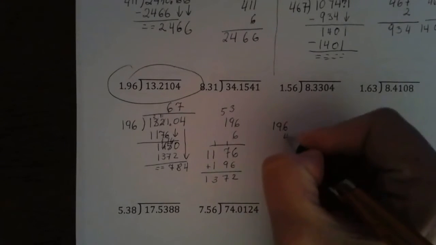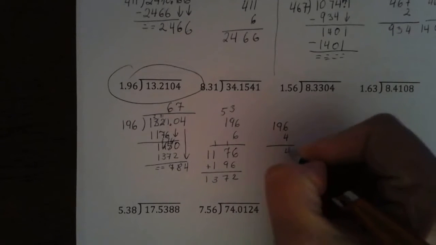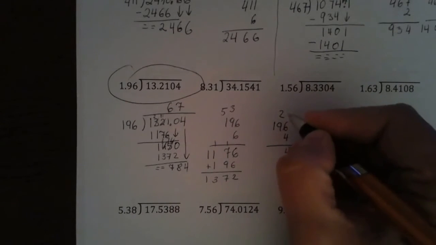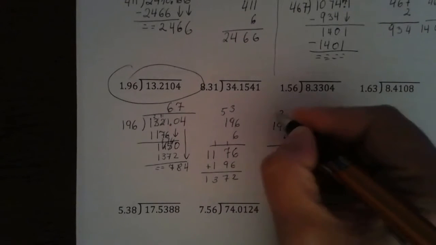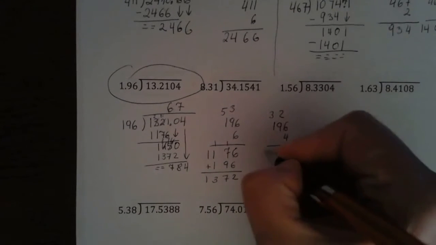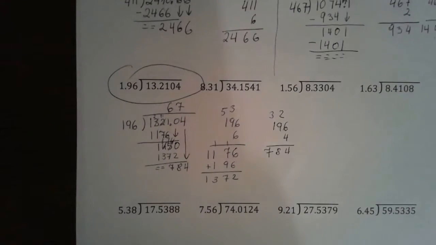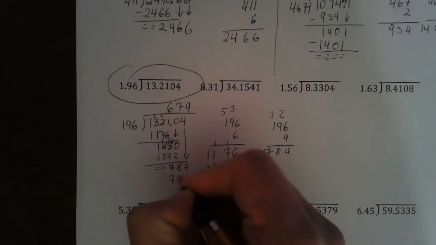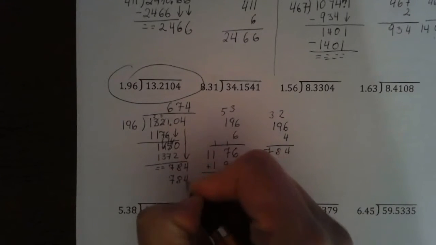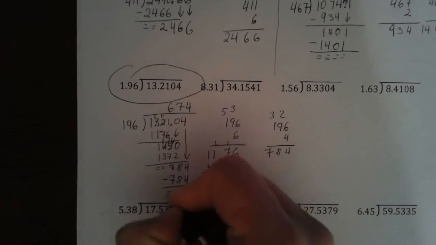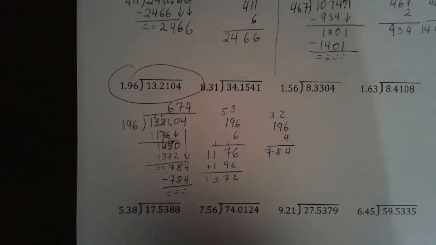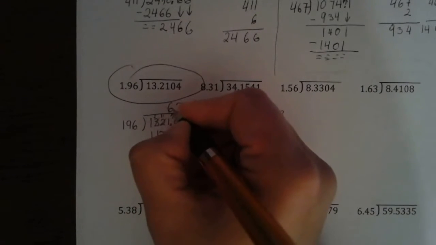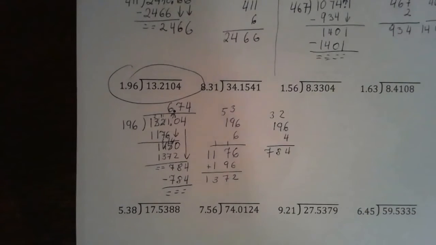196 times 4. 6 times 4 is 24. 9 times 4 is 36. Plus 2 is 38. 4 plus 3 is 7. Perfect. Perfect match. Okay, so that's 4. 784. I'm going to subtract, and voila, I'm almost done. I have to remember that decimal.